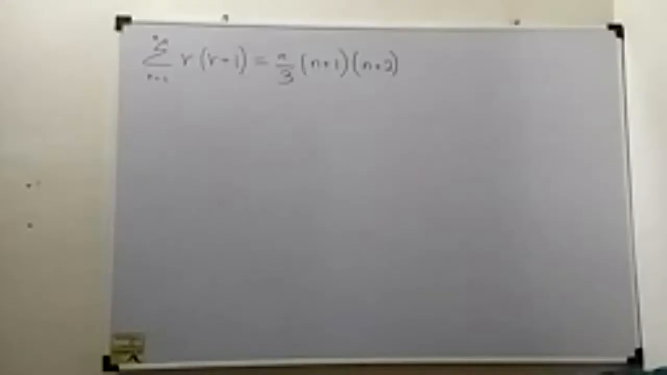So the first question is this. Using the principle of mathematical induction, prove that the sum of r into (r plus 1) is equal to n over 3, n plus 1 into n plus 2, for all positive integers. So I hope you all got the question. Okay, let's start.